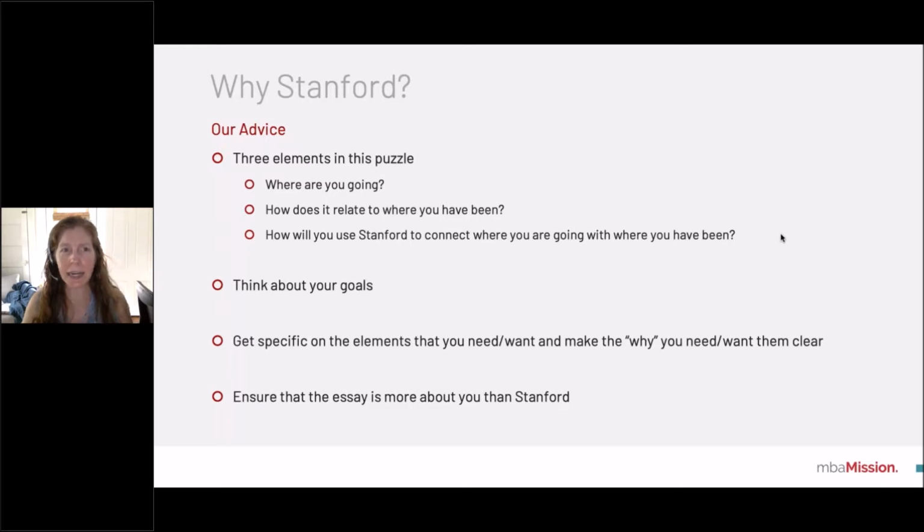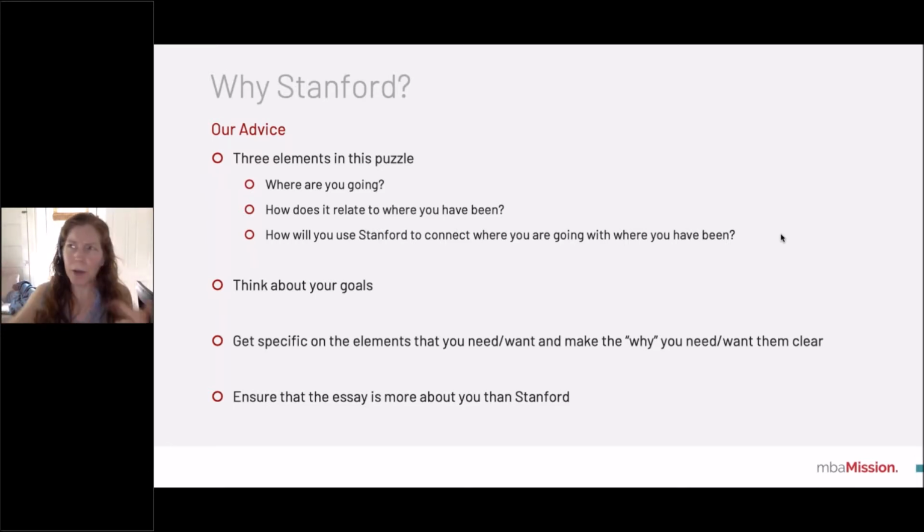This essay, I almost want you to let go of the why Stanford question. I want you to think about this as a puzzle, and you need to solve 3 pieces of it. You need to answer where you're going. Where are you going, right? That's the idea of what are your aspirations. We also need to answer how does where you're going relate to where you've been?